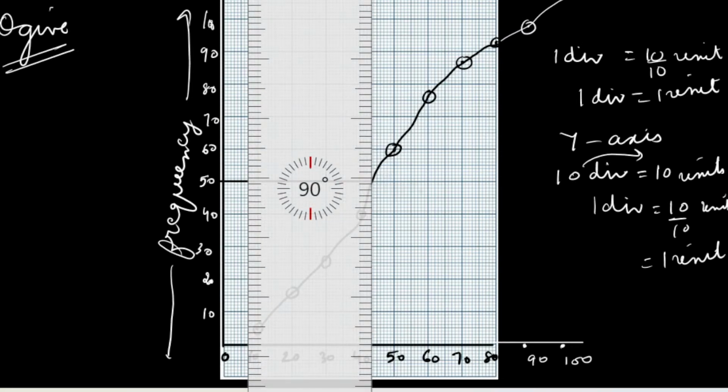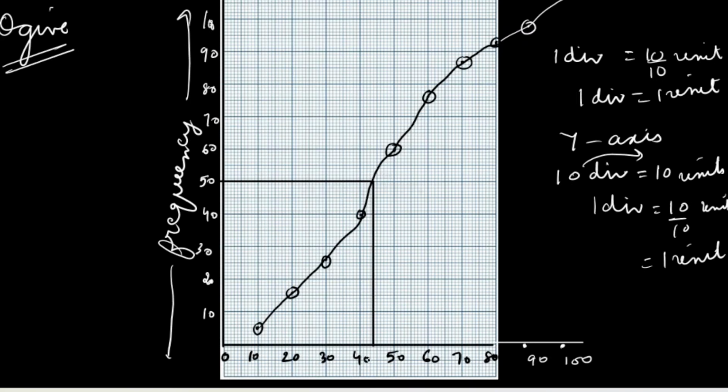So if I draw from this point, I am just drawing. At this point, maybe it is like 41, 42, 43. At this point, maybe 43 or 44 I am getting. So what's the value of the median you are getting?